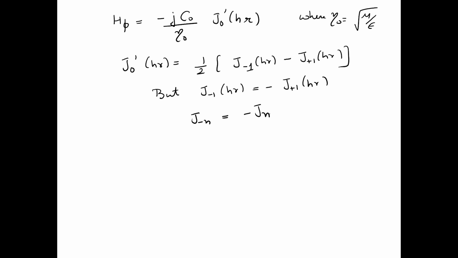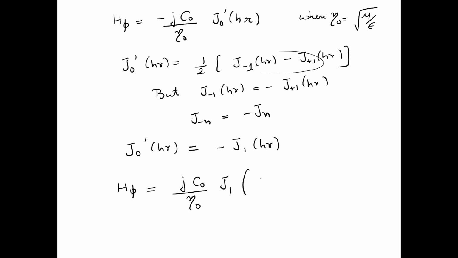Again, remember J of minus n is equal to minus J of n. Bessel function is nothing but an expansion function. So if you multiply by minus 1, the terms which were positive become negative, the terms which were negative become positive. So the result is just minus. So now we can write J0 prime of hr as minus 2 J1 of hr divided by 2, so you get minus J1 of hr. So the H-phi term becomes plus, minus minus becomes plus, C0 by eta0 J1, and h can only take the value 2.405 by a times r.